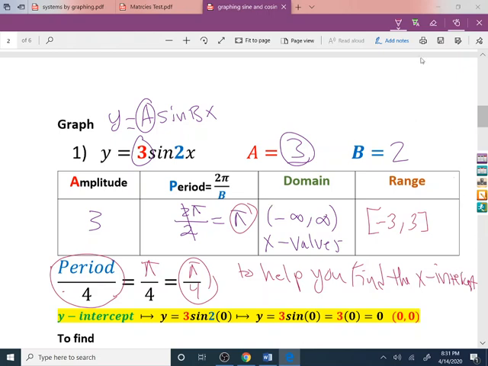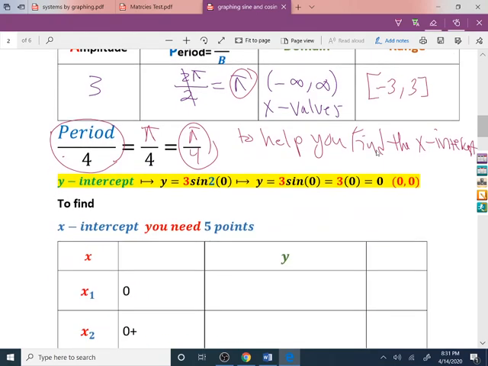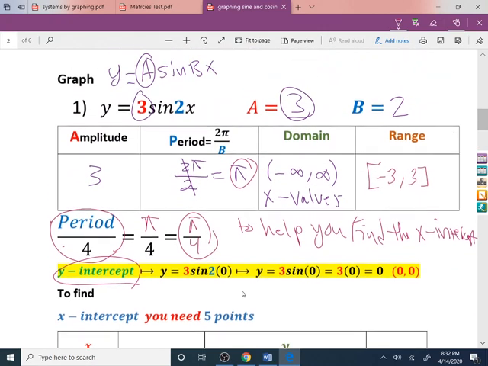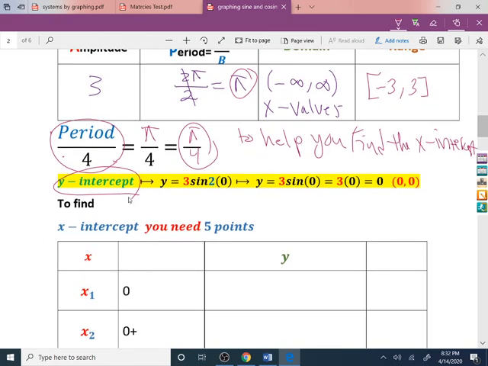Now we need to find what? The y-intercept. How do I find the y-intercept, guys? I told you, you plug x = 0 in the function. This is the y-intercept. You go to the main function, which is 3 sine 2x, with x equals 0. Now 3 sine 0.